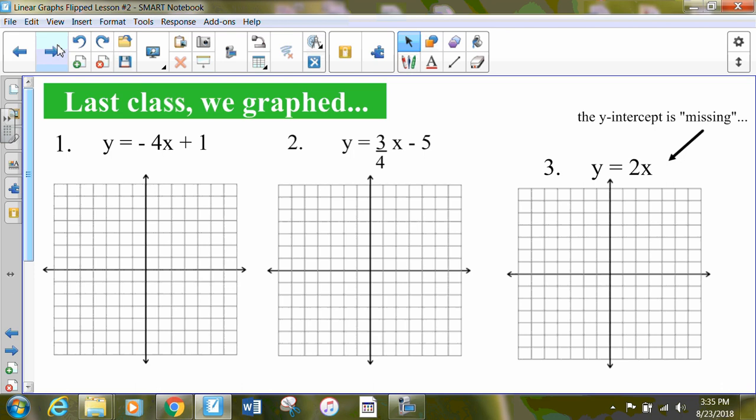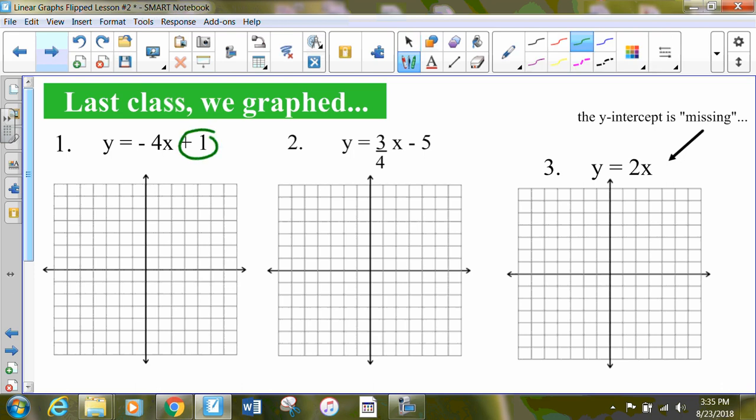So last class, we graphed equations that were in slope-intercept form, like number 1. We graphed this one by first noticing that the y-intercept was 1, and the slope was -4. That meant down 4, 1, 2, 3, 4 over 1. And we connected those two dots the best that we could. Miss Overby, you need to use a ruler.